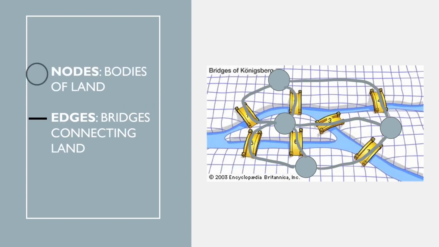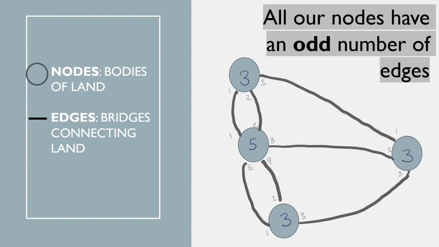You must come to the body of land from one bridge and leave via another, which means that the number of edges connected to each node must be even, except for the first bridge you cross and the last bridge you cross. However, in the problem, every node has an odd number of edges coming into it, which means that it's not possible. Now you may be thinking, so what?